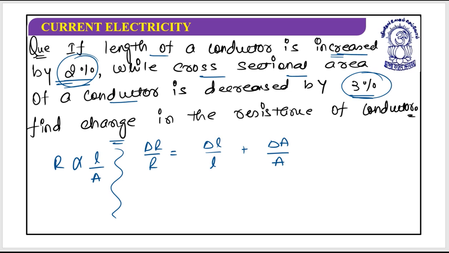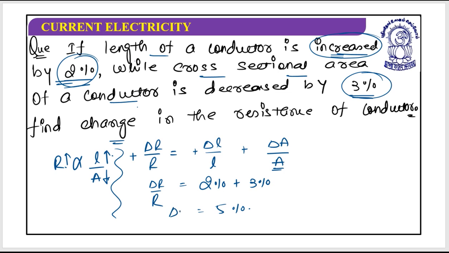The length of the conductor increased, so if L increases, R must increase. Yes, this is positive. Now, the cross-sectional area is decreased. If A decreases, R increases. So this is additive. Again, all these things are in percentage only. R is increased by 2% and by 3%, so this is 5%. As this is a positive number, my resistance has increased by 5%.